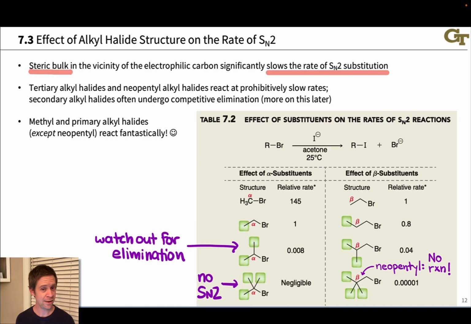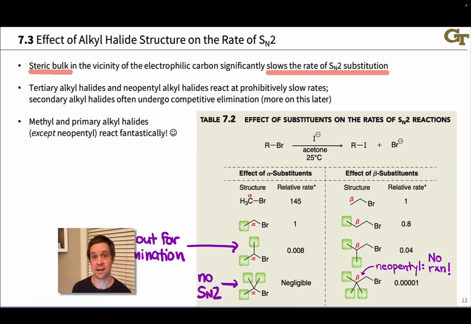Secondary substrates can do SN2, but you want to watch out for elimination. Primary substrates are fantastic, except for neopentyl, important exception there. And methyl substrates are always awesome. Methyl bromide and methyl iodide are some of the best methylating agents in common practice. These can provide an electrophilic methyl group to a wide variety of nucleophiles, and they always react through SN2 mechanisms. As we'll see later, the SN1 reaction for these substrates does not take place.